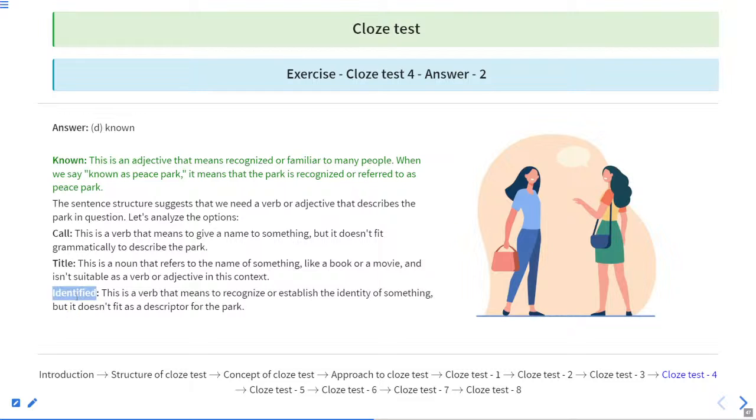Identified is very similar, but I'll read out the reason why it is not the correct option. This is a verb that means to recognize or establish the identity of something. That is not what is being discussed here. We are discussing here that there's a big park, and in that park we have a name for it called Peace Park.